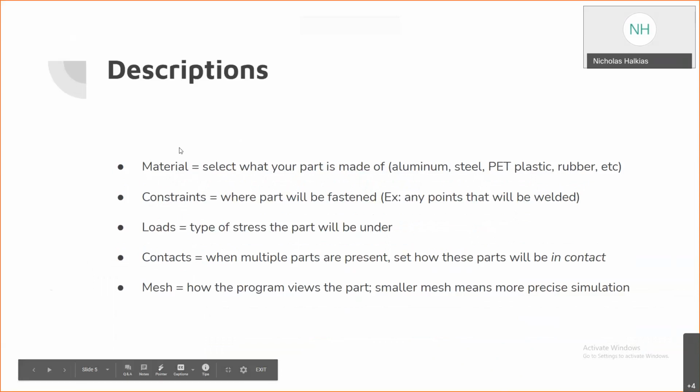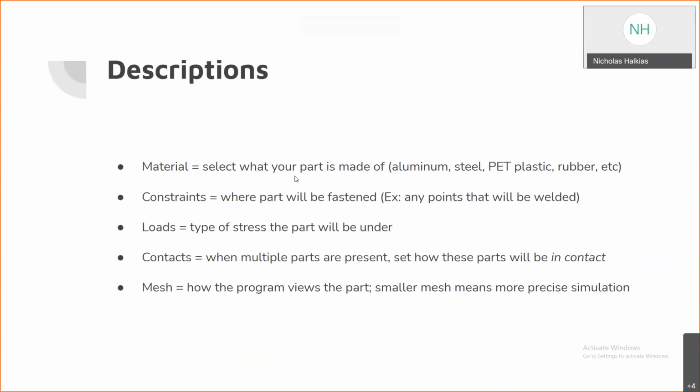So the material, these are just quick descriptions, but again, once you're in Inventor, you can just mouse over them and you'll get an even better explanation and an image to help you make sense of it all. But like I said before, you can make it out of aluminum, steel, PET plastic, rubber, whatever. They have tons of materials.